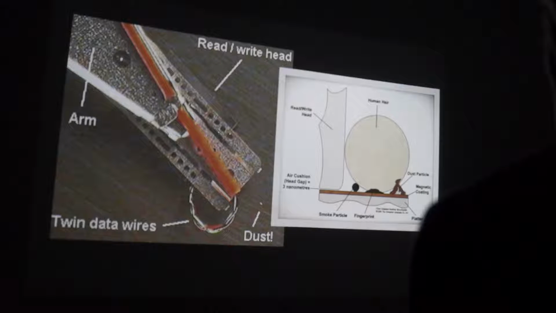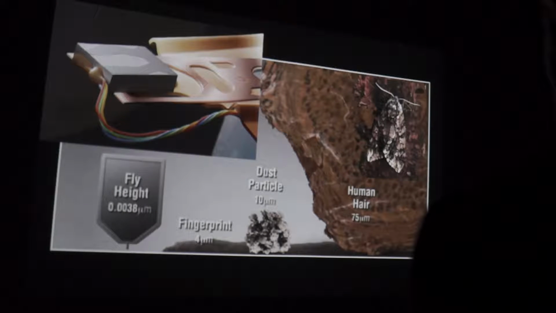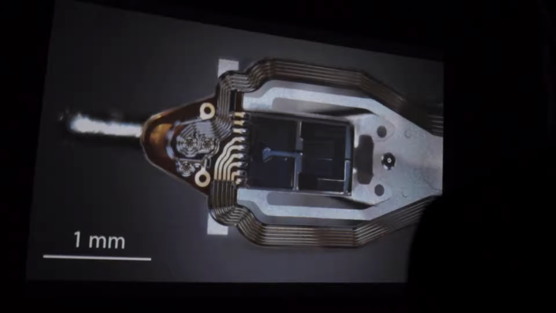The magnetic coating of the hard drive and the atmosphere of the Earth. There's the moth again, blending in with the human hair that found its way onto this hard drive, along with a dust particle and a fingerprint. Close-up of a read-write head from a hard drive.